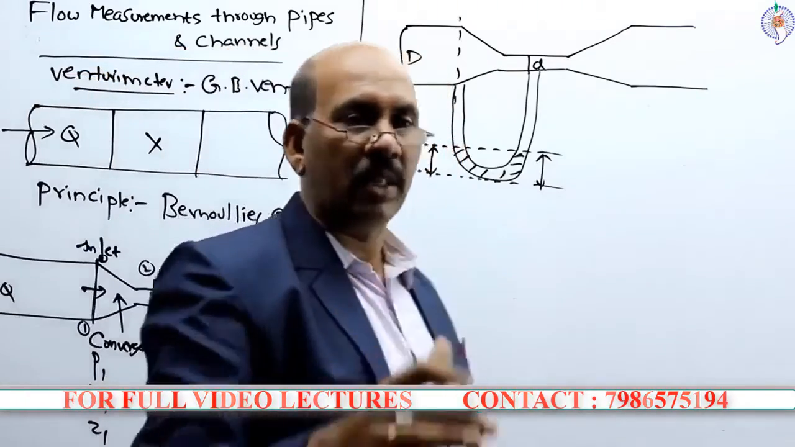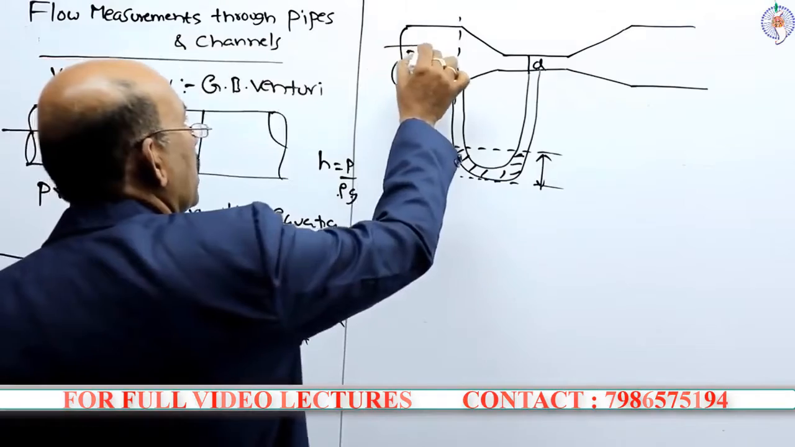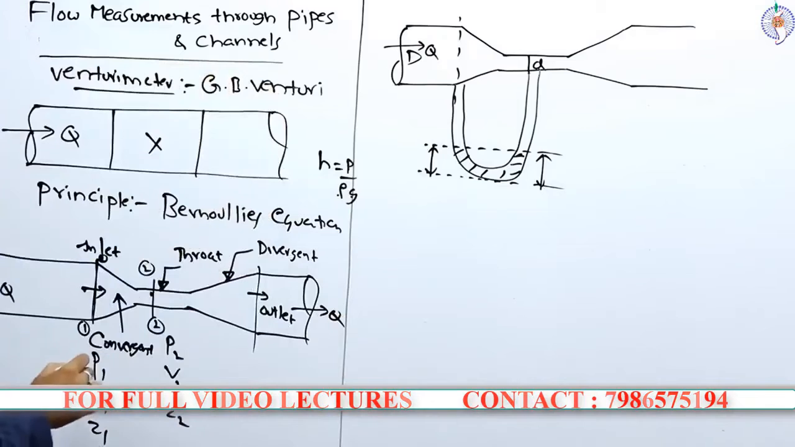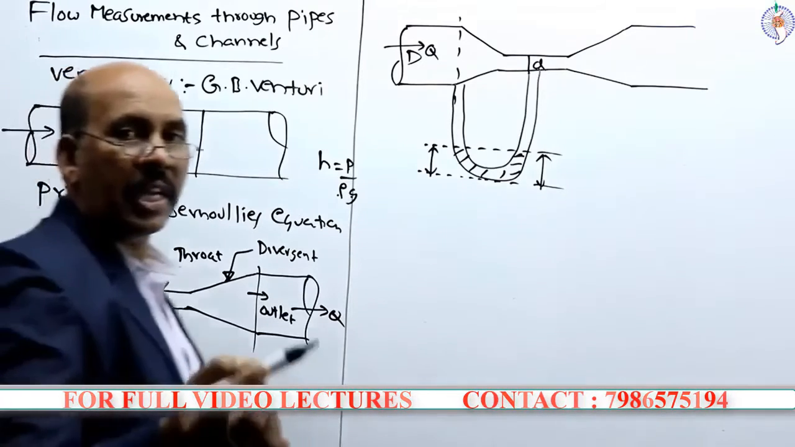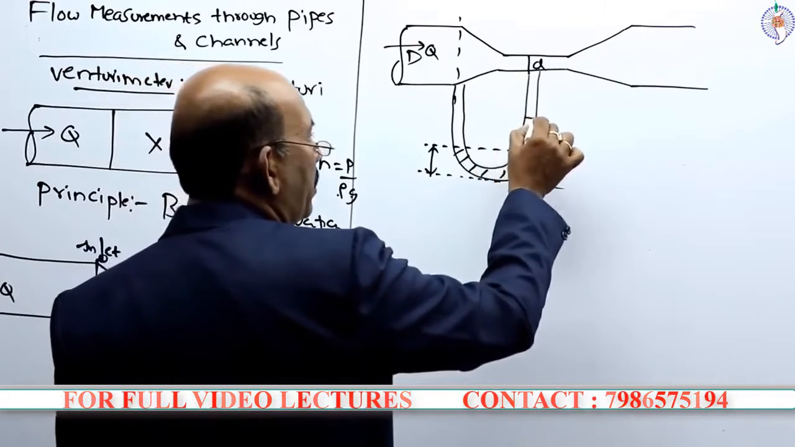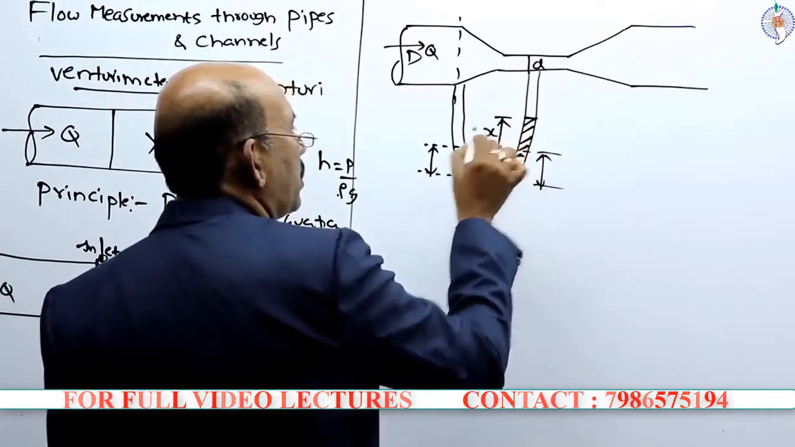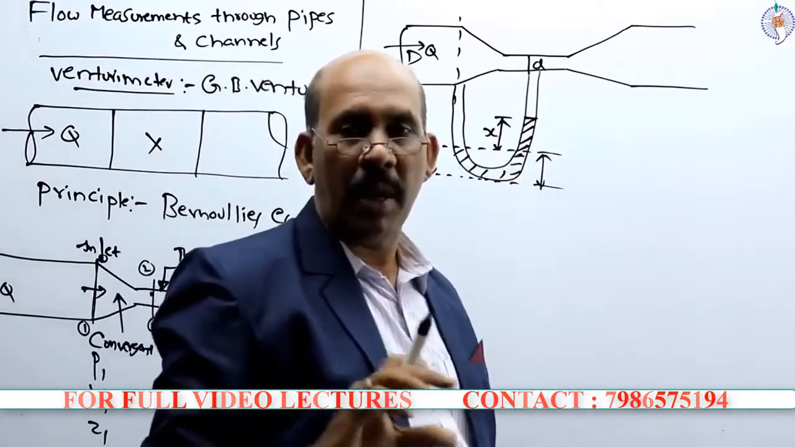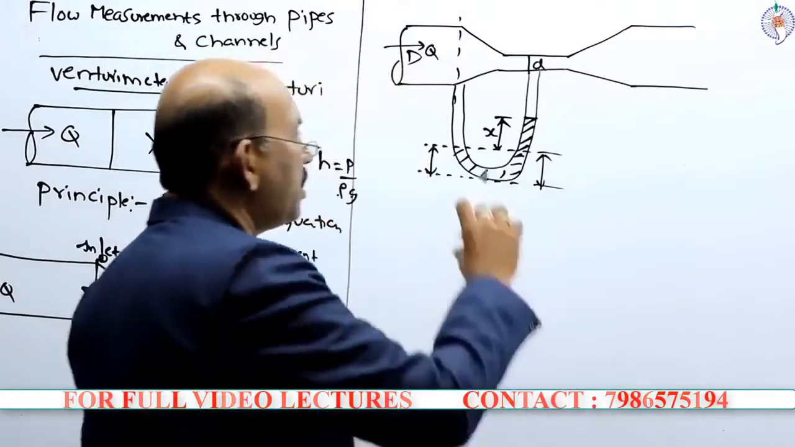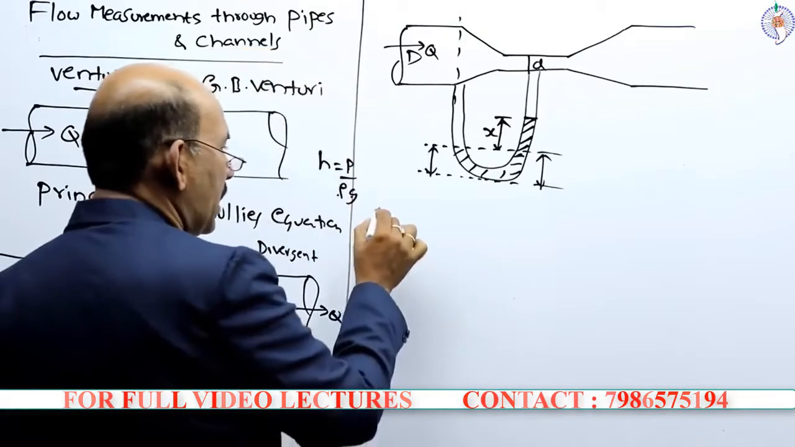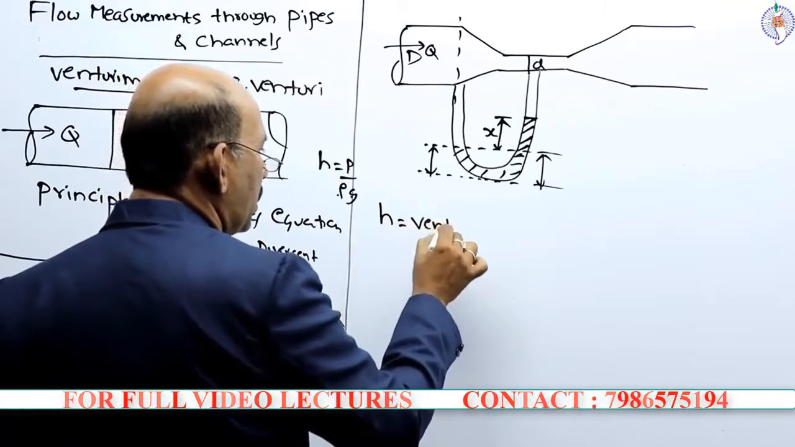Once it is connected to the pipe, the flow passes through this Venturi meter. As I mentioned, here the pressure is P1 and here the pressure is P2. P1 is greater than P2, and the difference of this pressure is indicated by a manometric head. Let us consider this as X, the difference of the manometric liquid, the difference of the pressure head, and X is the pressure head or Venturi head.